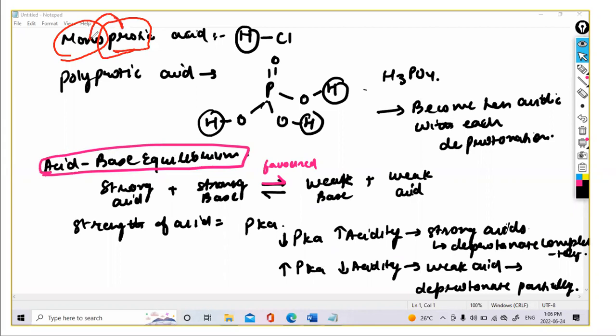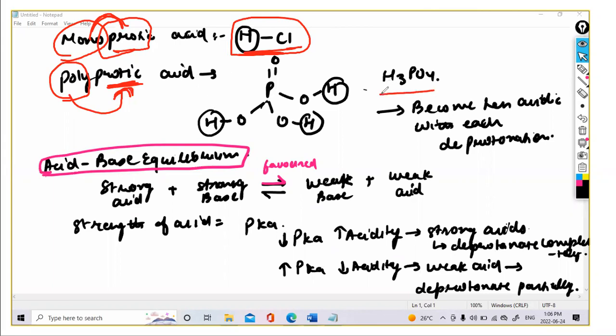So mono means single proton. That means acids that contain only a single H, for example HCl, HF, HI. We have talked about many. Poly means many, protic means proton. So polyprotic means many protons. It has more than one proton.